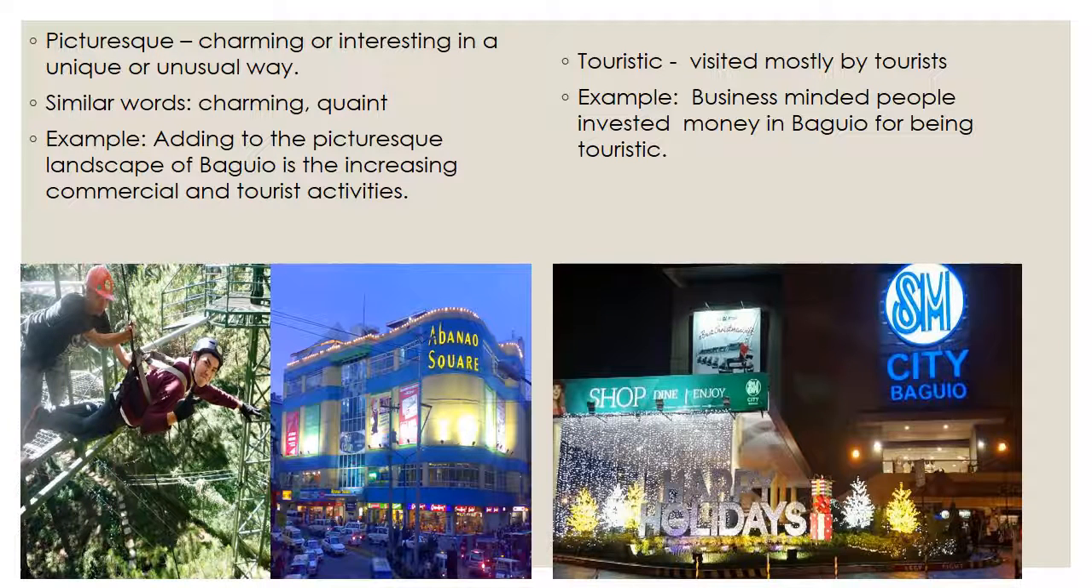Next, the last set of words, we have picturesque, which means charming or interesting in a unique or unusual way. Similar words are charming, quaint. For example, adding to the picturesque landscape of Baguio is the increasing commercial and tourist activities. Then the last word is touristic, which means visited mostly by tourists. For example, business-minded people invested money in Baguio for being touristic.